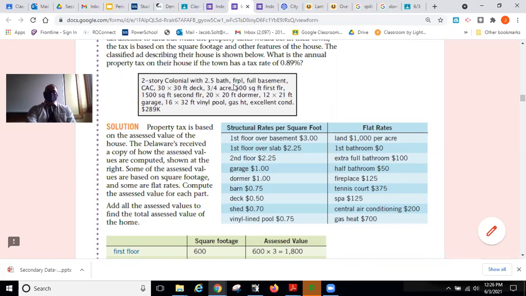This FRPL stands for fireplace. Full basement means there's basement underneath everything on the first floor. In Rochester, we tend to have basements. In other places in the United States, they have what are called slab houses, where the ground doesn't freeze, so they can have their house right on a slab of concrete. I have a slab house. I have a floating basement. Floating basement means a floating slab.